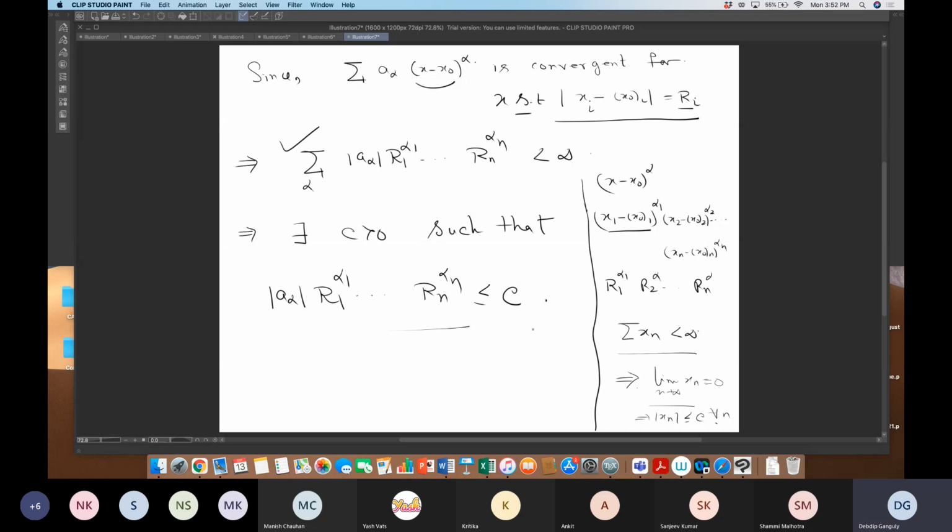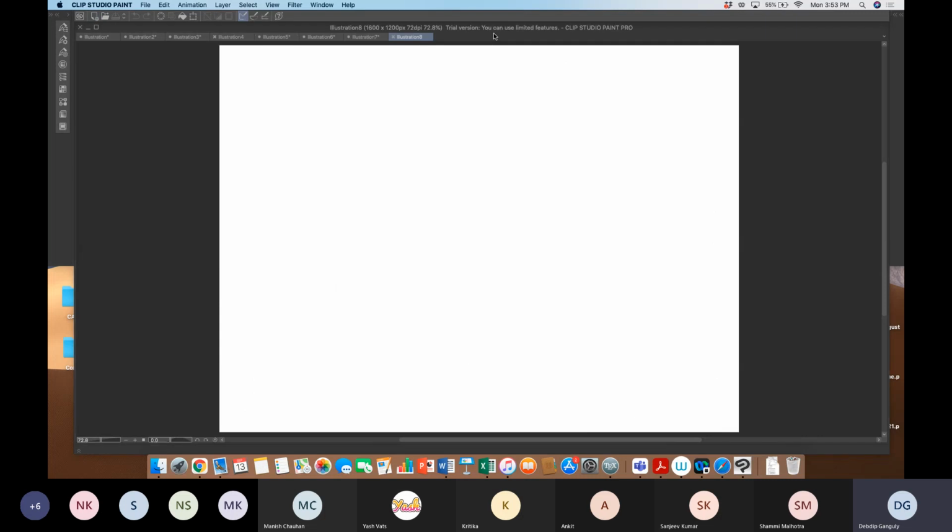So this I have used. The same trick here: a alpha is less than C by r1 to the power alpha 1 dot dot dot rn to the power alpha n. Of course, r is a positive number. I will use this part somewhere. Now consider this summation.